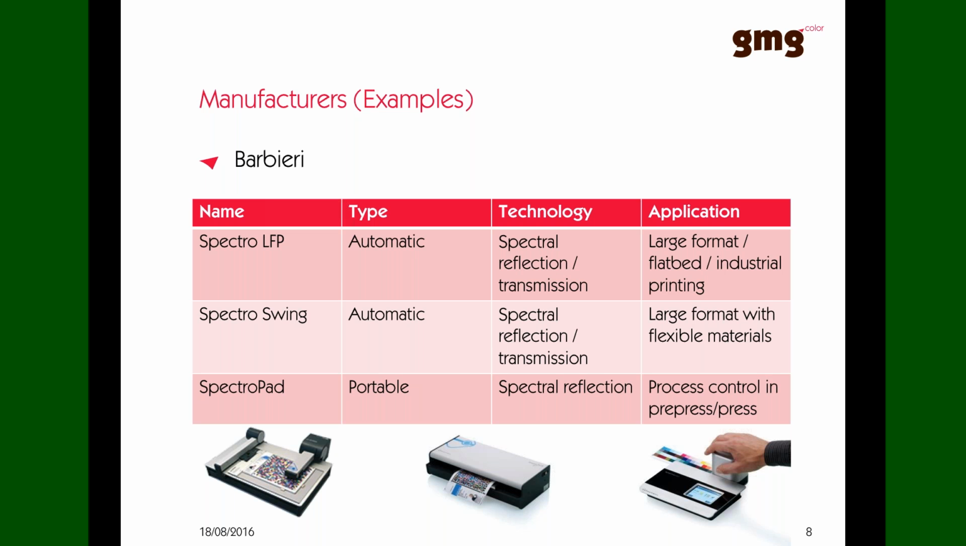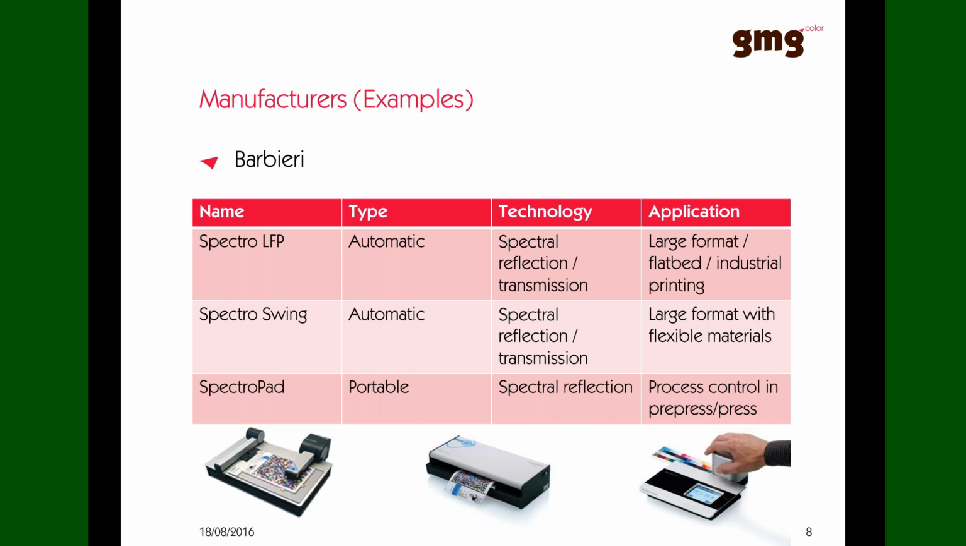Because it also has a light source not inside the measurement head, but also outside, inside a table, so it can measure through the media. This measuring device is mainly used in large format and flatbed or industrial printing, because this measurement device also has a changeable aperture size of the measurement head. So it can change between 3 different sizes of aperture to, for example, measure different types. So we will talk about this a bit later.